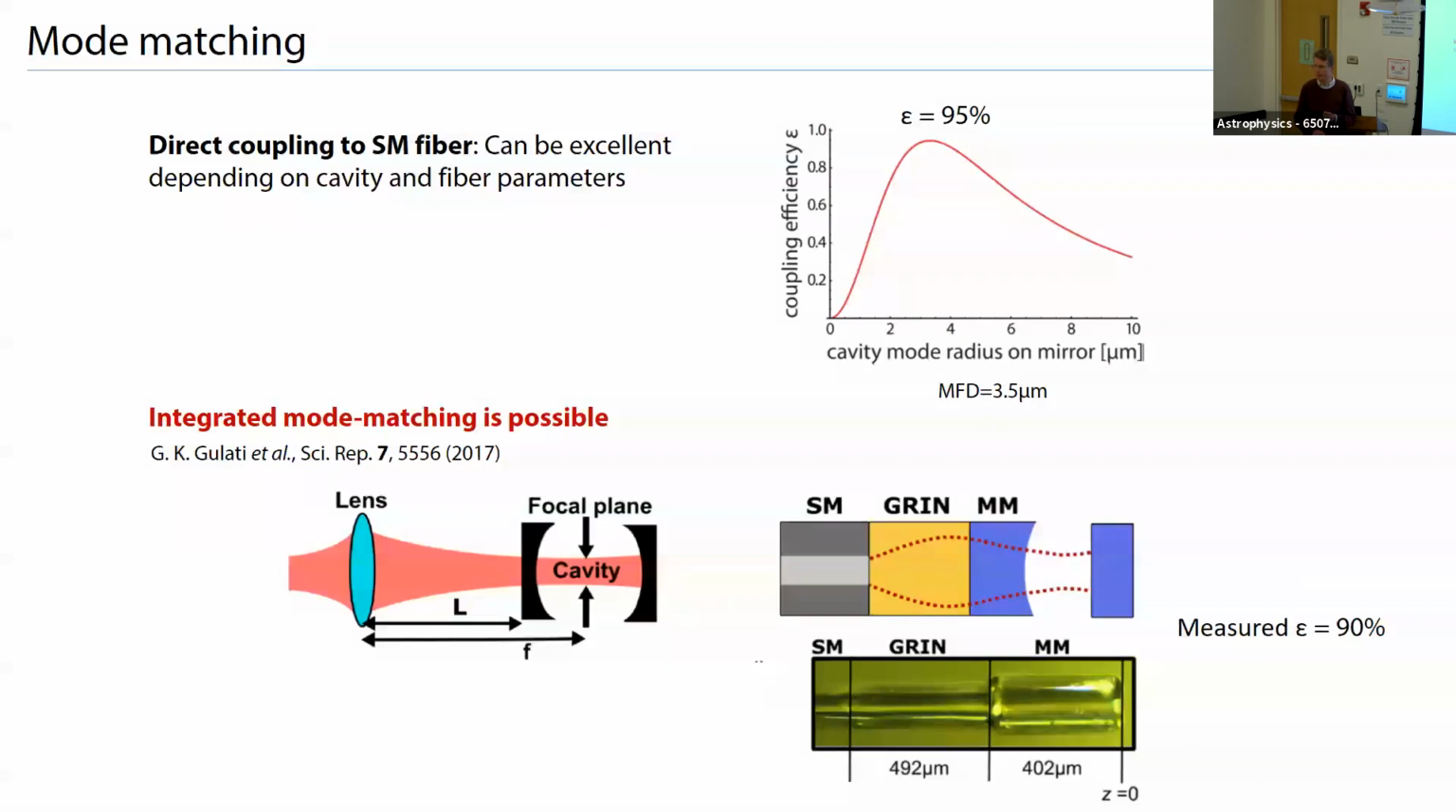You can adapt it to the fiber cavities by combining a grin fiber, which plays the role of the lens, and a multimode fiber, or actually just a stretch of high quality glass that acts as this free space region. And then on top of this part of the coreless fiber, you realize your mirror, and there you are. You can realize coupling efficiencies above 90% with that method, with a wide range of cavity parameters now.